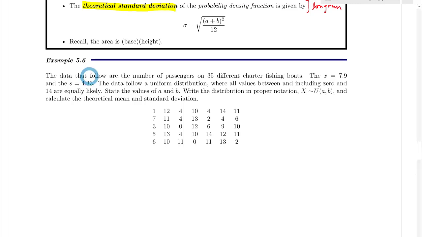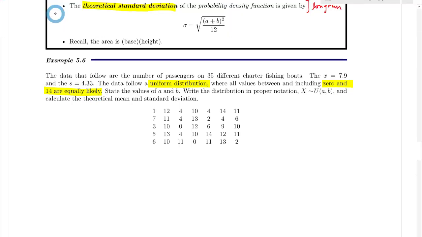So the data that follow are the number of passengers on 35 different charter fishing boats. The average is 7.9 and the sample standard deviation is 4.33. The data follow a uniform distribution, where all values between and including 0 and 14 are equally likely. State the values of a and b, write the distribution in proper notation, and calculate the theoretical mean and standard deviation. Well, if they give us a uniform distribution, they have to give us endpoints, and it seems like they did here.